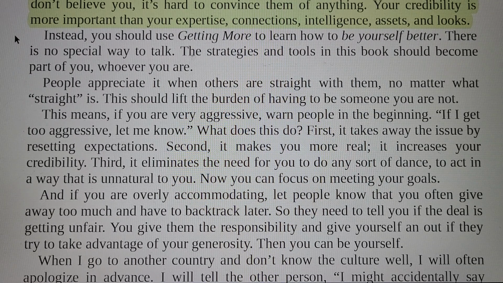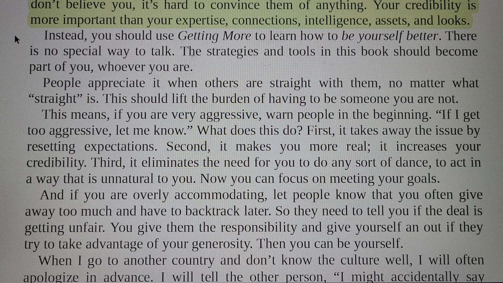There is no special way to talk. The strategies and tools in this book should become part of you, whoever you are. People appreciate it when others are straight with them, no matter what straight is. This should lift the burden of having to be someone you are not. This means if you are very aggressive, warn people in the beginning. "If I get too aggressive, let me know."